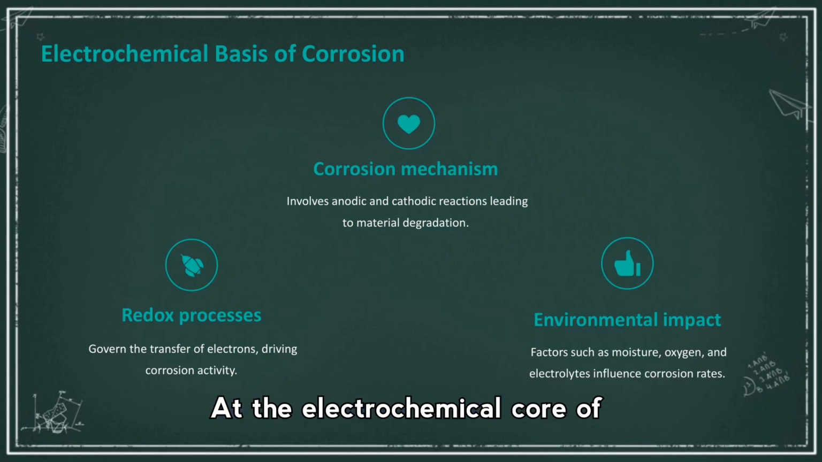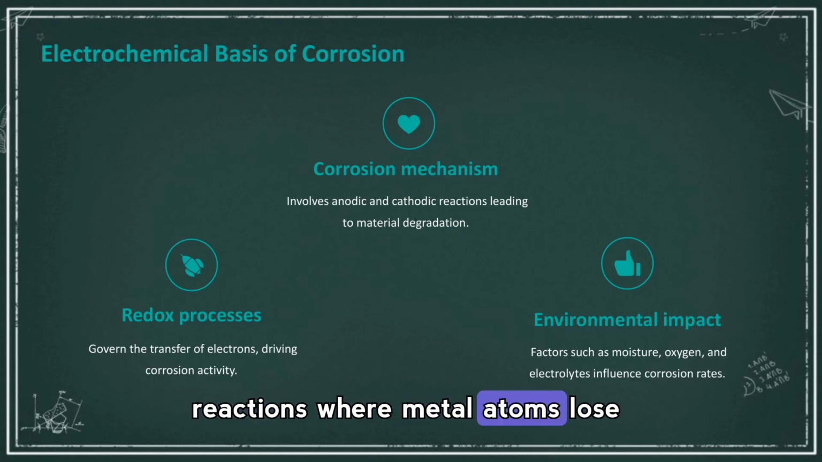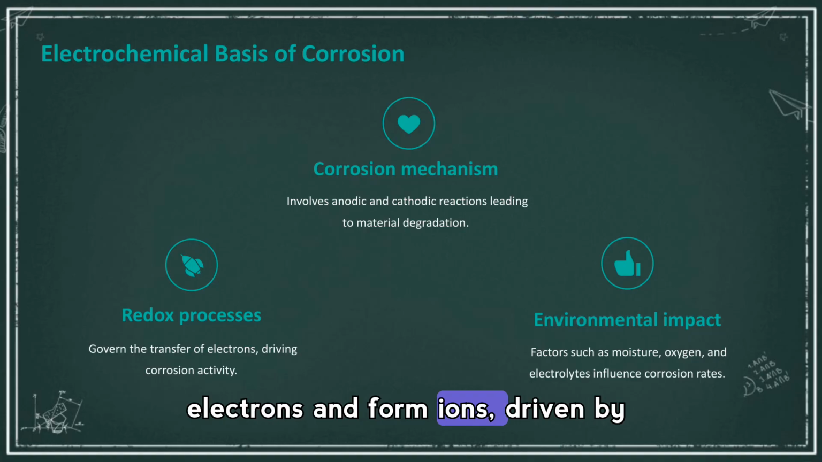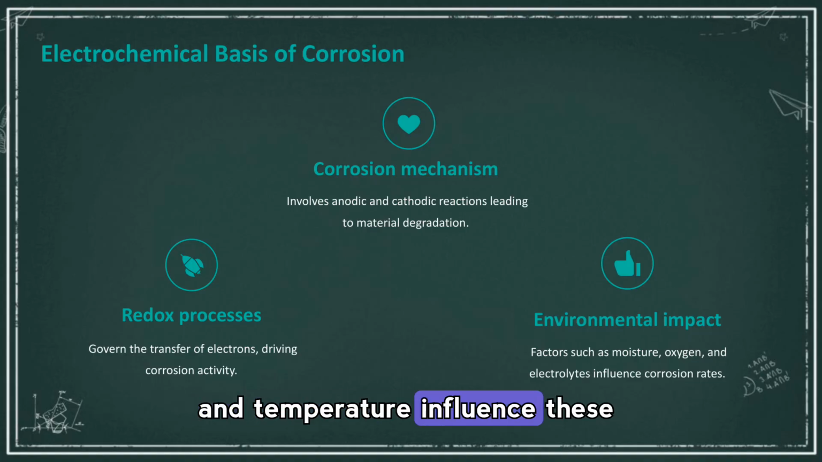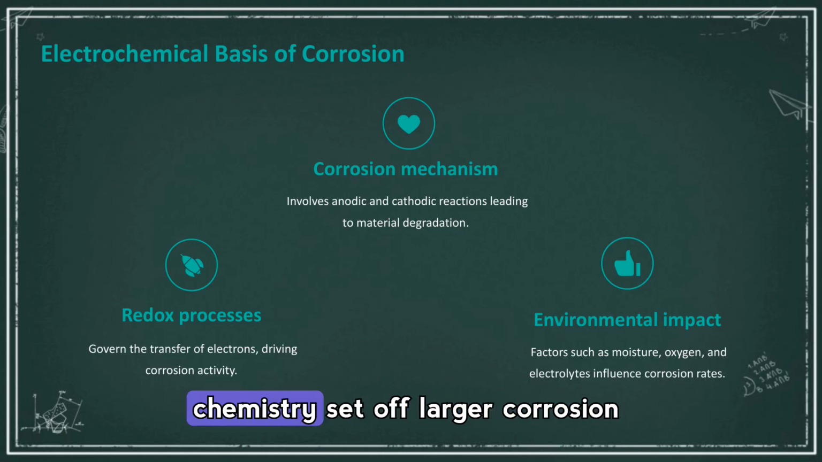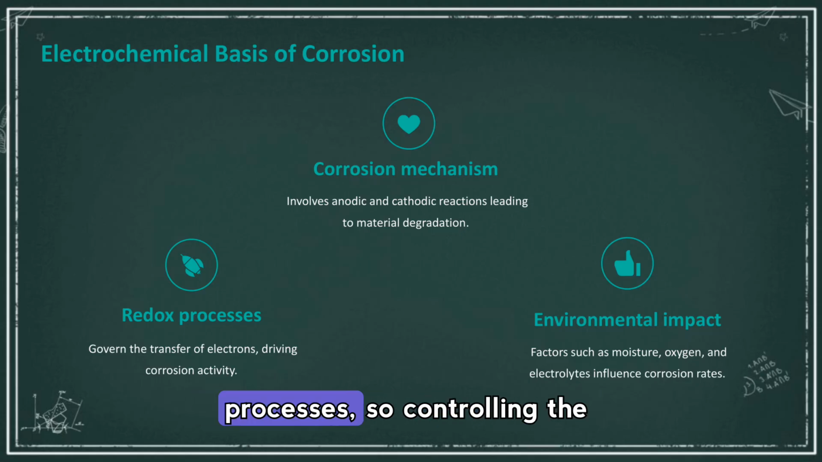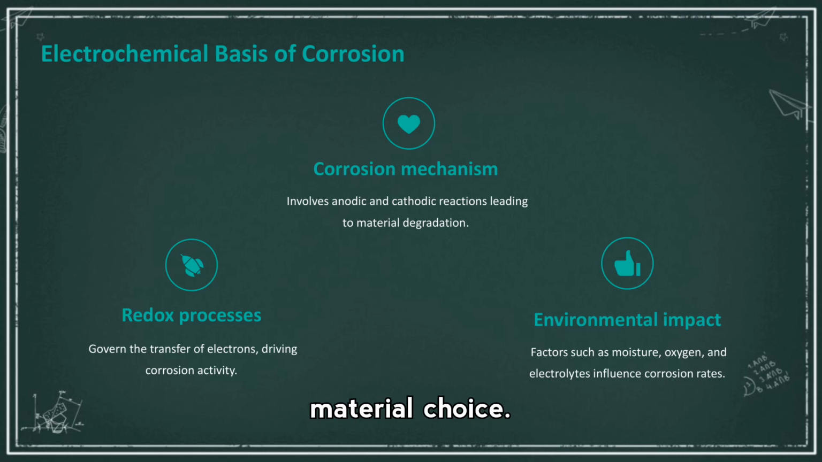At the electrochemical core of corrosion are anodic and cathodic reactions where metal atoms lose electrons and form ions, driven by redox processes. Environmental factors like oxygen, moisture, salts, and temperature influence these reactions and accelerate degradation. Visuals here highlight how small local differences in chemistry set off larger corrosion processes, so controlling the environment is often as important as material choice.